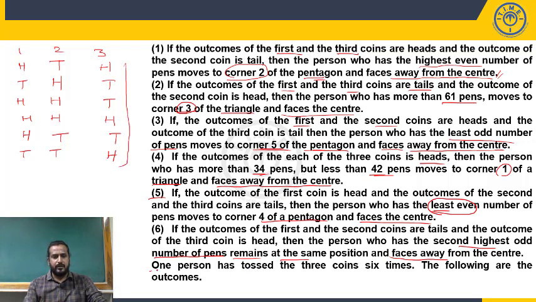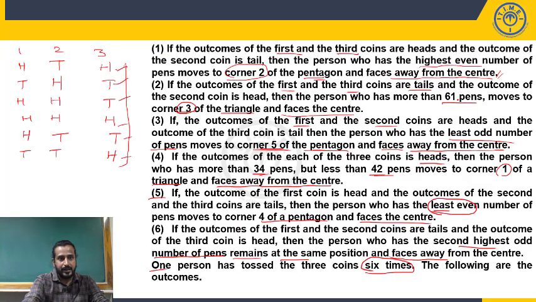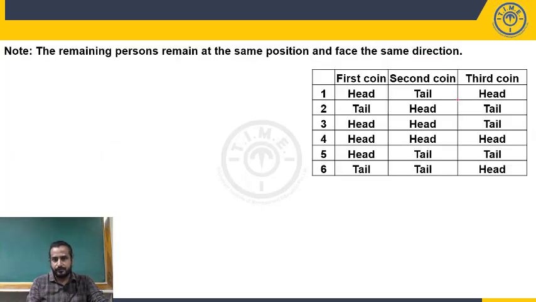One person, only one person has tossed the 3 coins 6 times. So, when the one person tossed the 3 coins for 6 times, these are the outcomes 1, 2, 3, 4, 5, 6. What are the outcomes? Let us see. Head, tail, head. Which instruction is to be followed? Head, tail, head. Instruction 1. So, no issue. Order is matching.